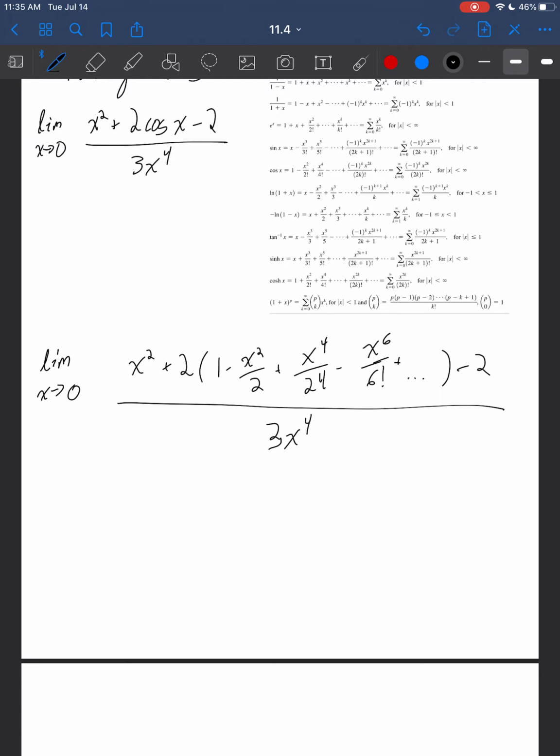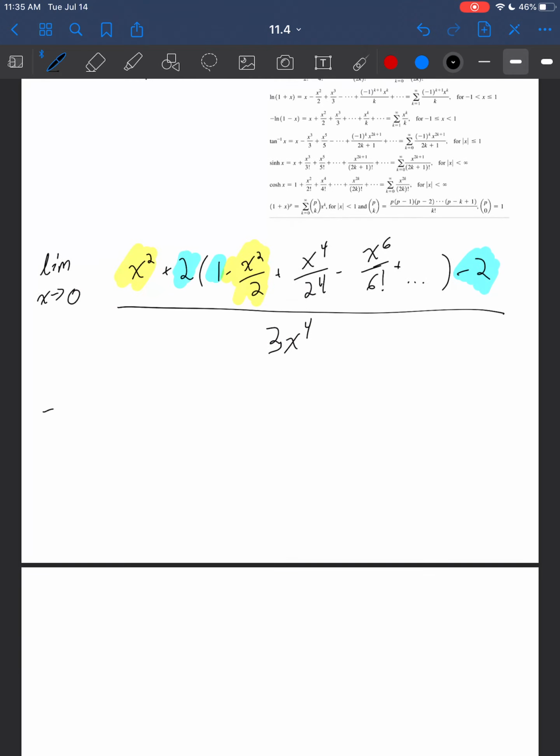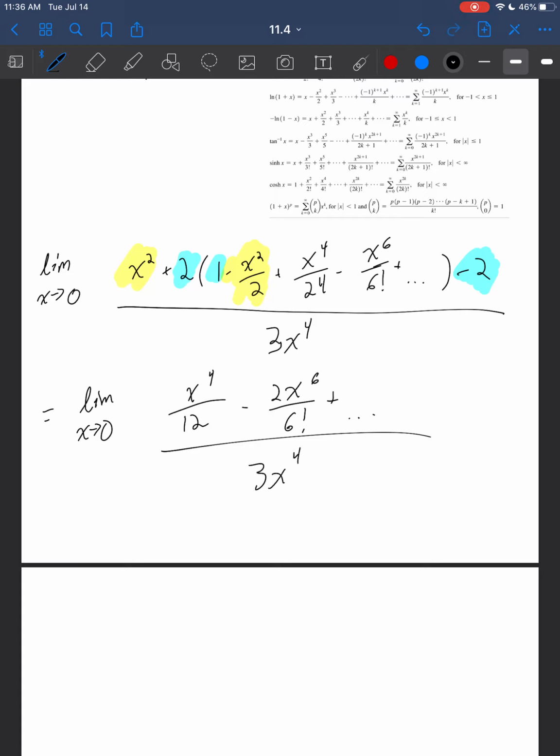Now, we notice on the top here some things cancel, right? We have an x squared here and a minus 2 times x squared over 2. So these two things are going to cancel with each other. Furthermore, this 2 times 1 is going to cancel with this minus 2. So on the top, we're actually left with the limit as x goes to 0 of x to the 4th over 12, if I just multiply this 2 through, minus x to the 6th over 6 factorial, and so on and so forth, over 3x to the 4th.